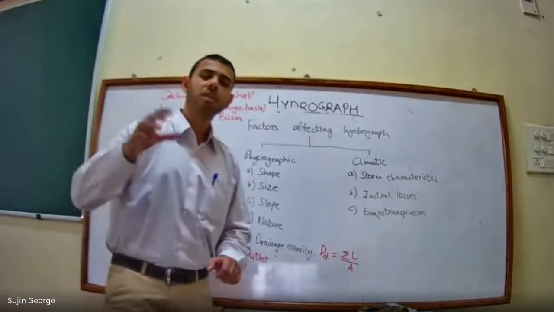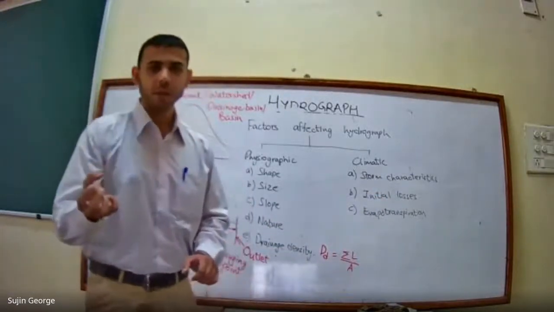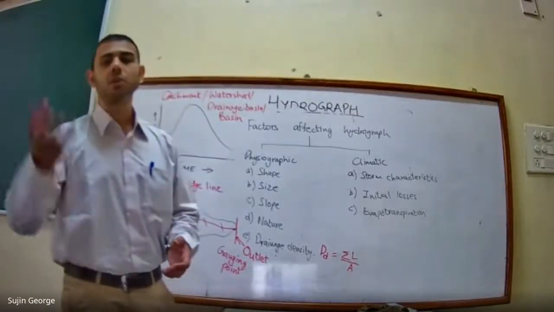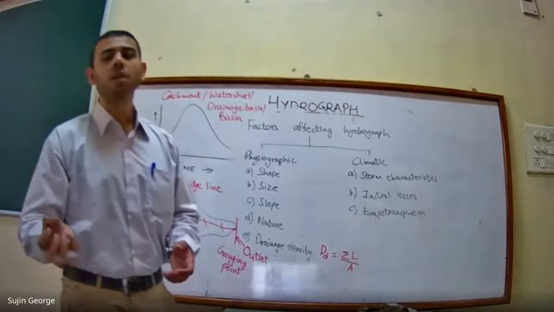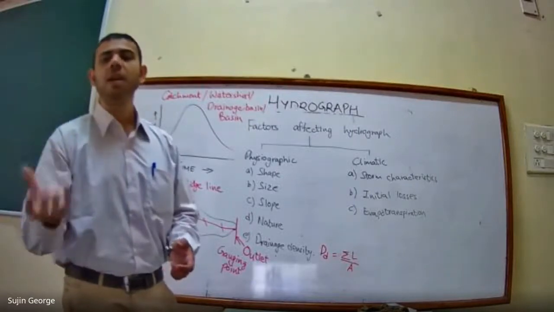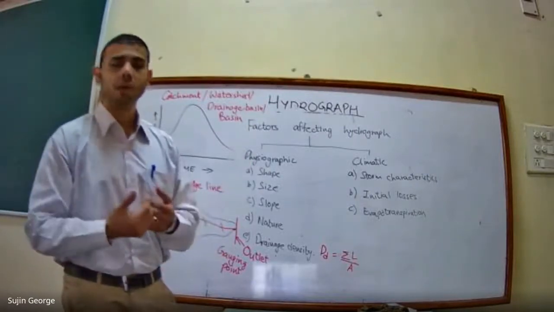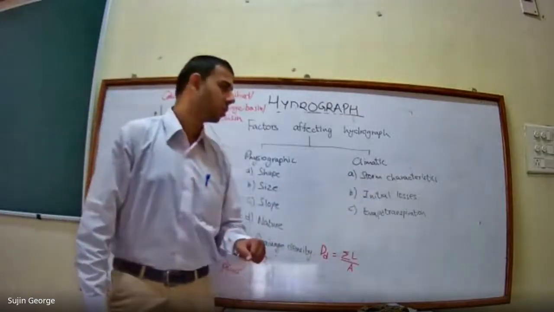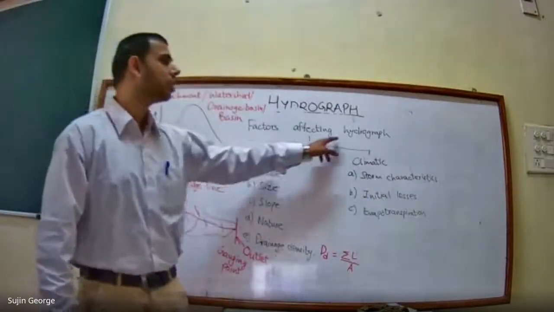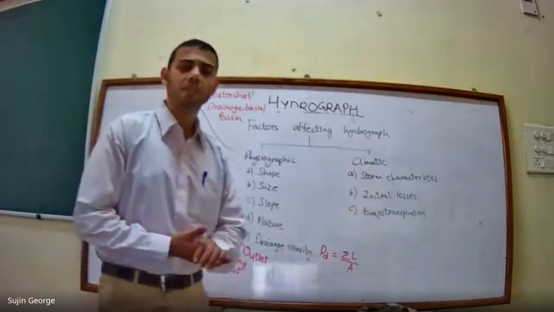Another type of losses are the interception losses. Interception is when rainfall occurs, and that rainfall is caught or absorbed by the trees or the vegetal cover. So it will also come under the initial losses. These initial losses can also affect the hydrograph.